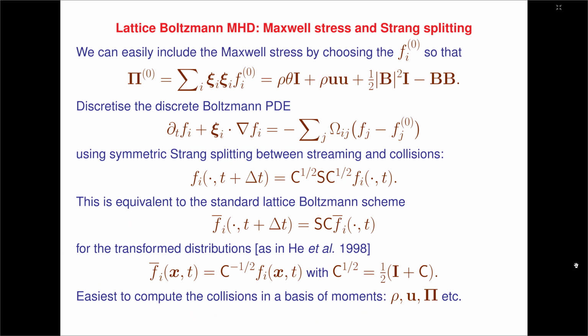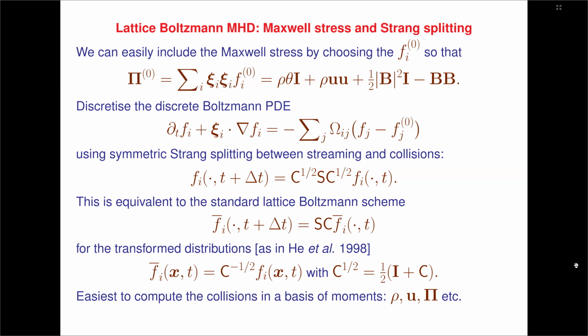Okay, implementation details. Putting the Maxwell stress in the lattice-Boltzmann formulation is easy. You just change the second moment of the equilibrium. So you've already got gas pressure, this Galilean Reynolds stress kind of term, magnetic pressure, magnetic tension. That's easy.